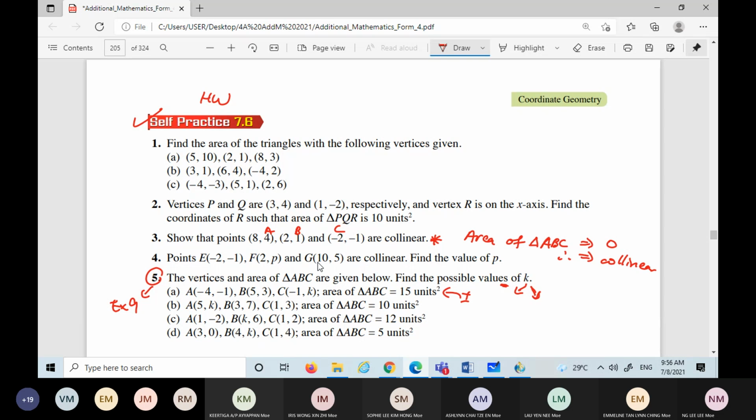Then the other way around. They give you these 3 points are collinear, find the value of P. It means if you already know these 3 points are collinear, you know that their area, for E, F, G, is equal to 0. Then you use the formula of area of triangle again, and let it equal to 0.